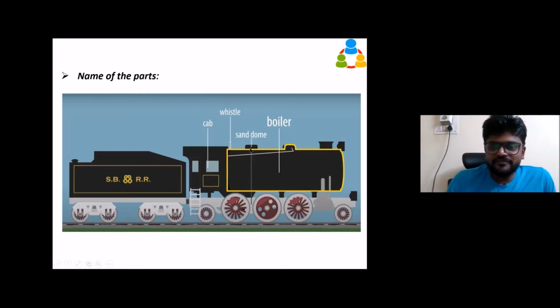The front portion is called the boiler. There our water is going to boil, so it's called a boiler. This dome is called the sand dome, and this other dome is called the steam dome. This is the whistle. This is the cab, that is the cabin. And this is what they call the tender.